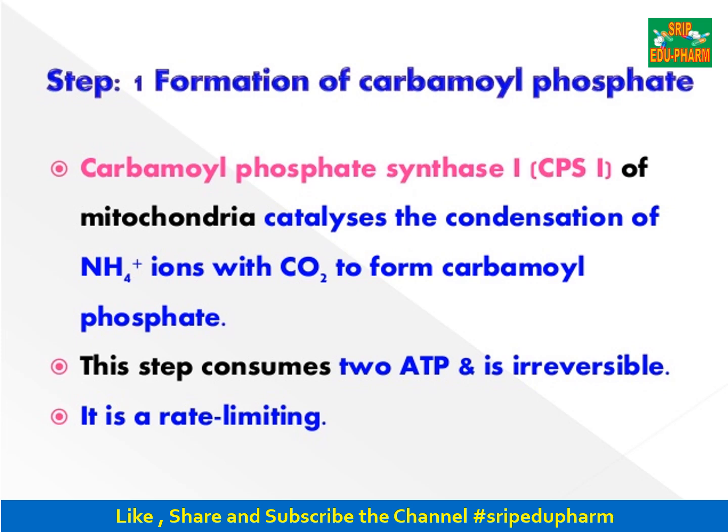The first point, carbamoyl phosphate synthase is an enzyme present in mitochondria that catalyzes ammonia ion with CO2 to form carbamoyl phosphate. The next point, this step consumes 2 ATP and is an irreversible process. Okay, this step is the rate limiting step.